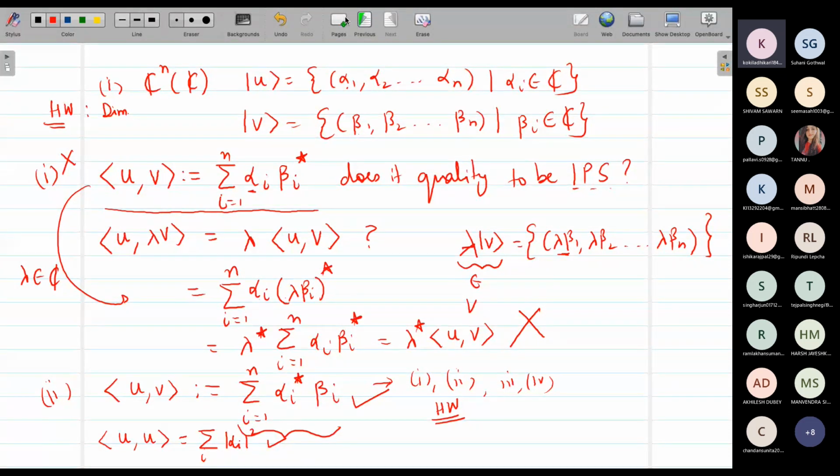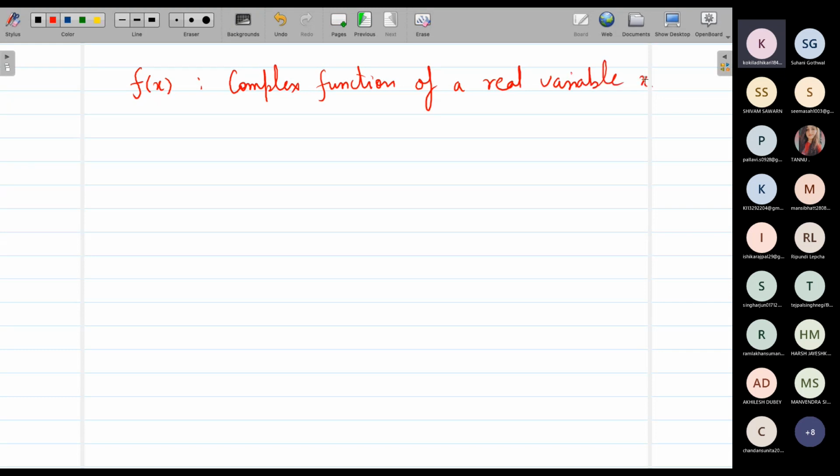So let me just do one more example here. Let me go to a space of this. Now this is what I defined: complex functions of a real variable x. What does that mean, by the way? Complex function of a real variable. So x itself is a real number, right? Whereas the f of x can be a complex number. Very good.